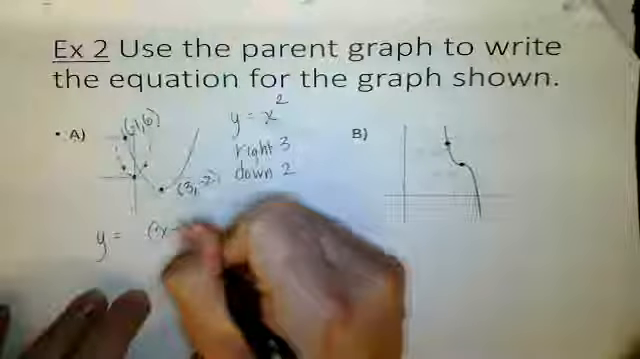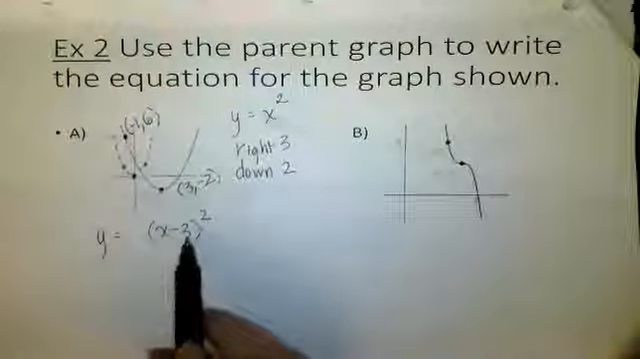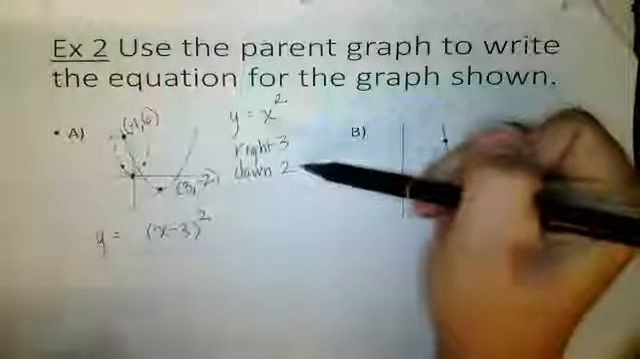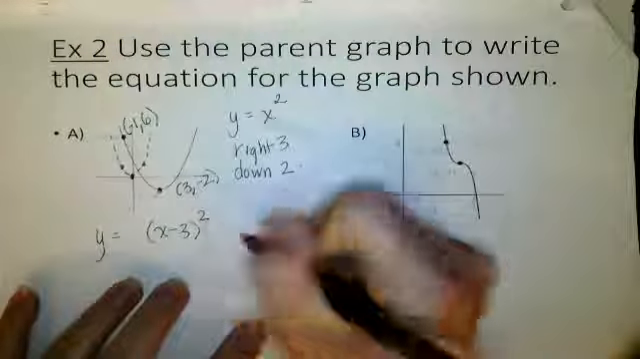X minus 3, and then square. Okay. So when we see x minus 3, we know that would be a shift to the right 3. And how do we reflect the down 2? Minus 2 goes on the outside.